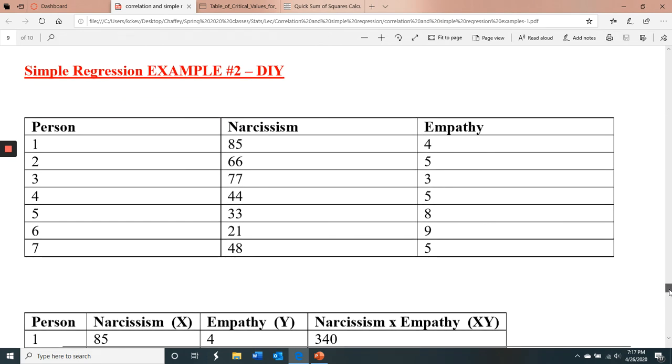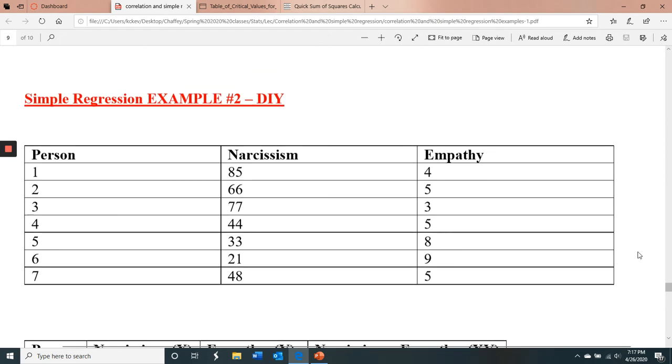Okay, now do it yourself. So go back and use your Pearson correlation stuff that you did for these data. So this is the narcissism empathy. These data are the same as the Pearson. You can go get your SP and your sum of X's and sum of Y's and solve for this. So pause, and I will go over this in a second.